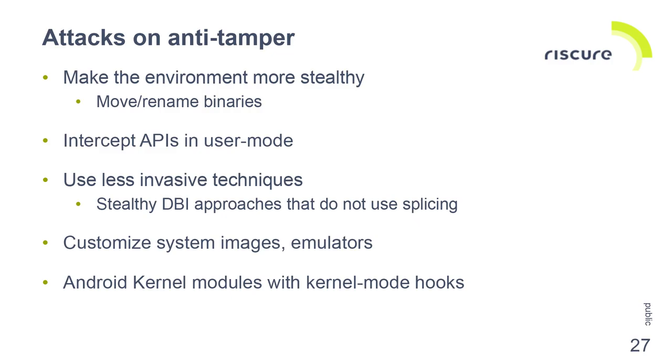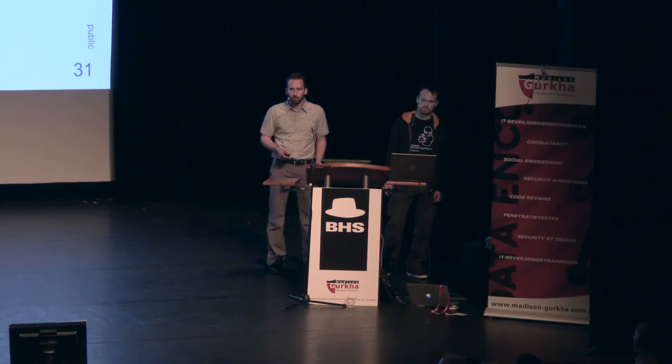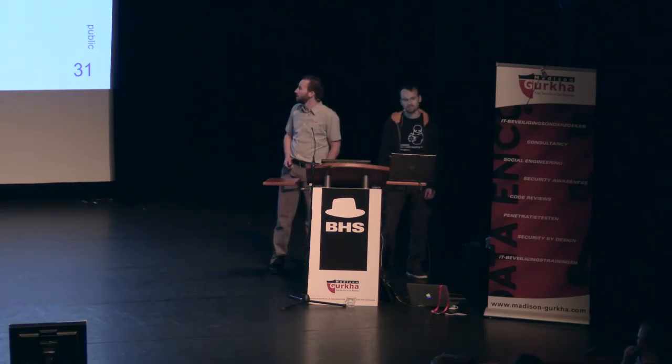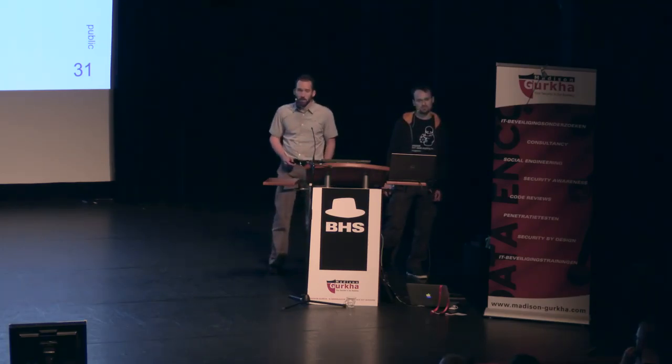So one thing to do is to make the environment more stealthy. So if Nikita is asking the Android environment to see what kind of things are set, if there are debugging flags set or that kind of things, I can also just tell the environment to not indicate those flags. I can move and rename binaries as I already indicated. I can also intercept APIs in user mode. So if Nikita is using a specific API to ask something of the Android OS, I can also just intercept that API and tell it to return something else. In which case, Nikita doesn't know that it's not actually the Android OS responding, but it's actually me in between. I can also do less invasive techniques. So I can use dynamic binary instrumentation techniques.